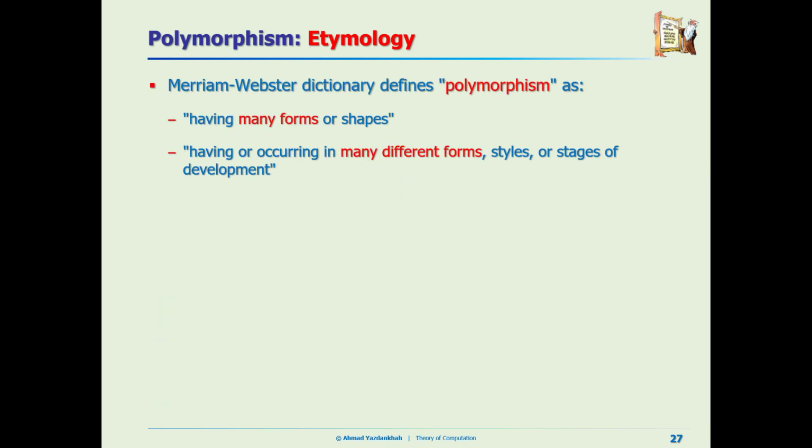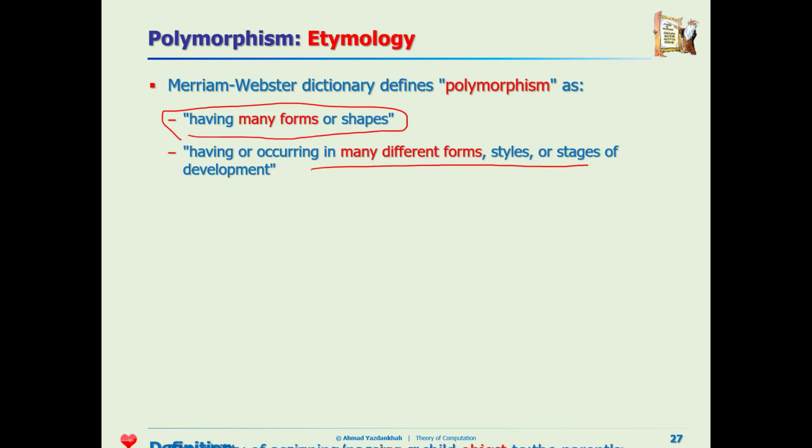Okay, now let's define the polymorphism officially. From the etymology point of view, what's the meaning of polymorphism? So having many forms or shapes, yeah, having different forms. You see, all of them have this concept that polymorphism is something where an object can have different forms or shapes or styles, right? And this is what we need for our definition.